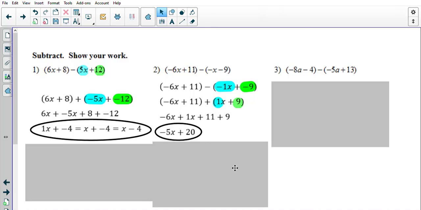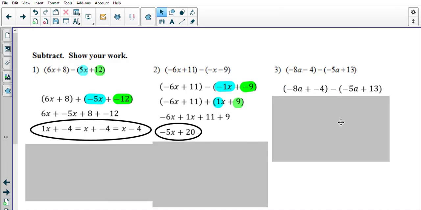All right, number 3. Feel free also to pause the video at any point and maybe try some of these on your own. I would wait for a few examples, though, until you feel a little bit more comfortable with this. Number 3, add the opposite inside the parentheses first. So negative 8a minus 4 becomes negative 8a plus negative 4.